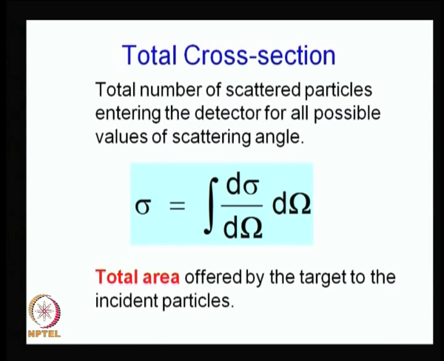There is another parameter called the total cross section, where you count the total number of particles scattered. You place the detector at all possible scattering angles around the target and you count the total number of particles scattered by the target; you get the total cross section. Mathematically, you just integrate the differential cross section over all values of the solid angle. Physically, it means the total area offered by the target to the incident particles. The physical concept is more important for you to remember as far as the further treatment of this process of diffusion is concerned: it is the area offered by the target atoms to the incident or colliding charged particles.